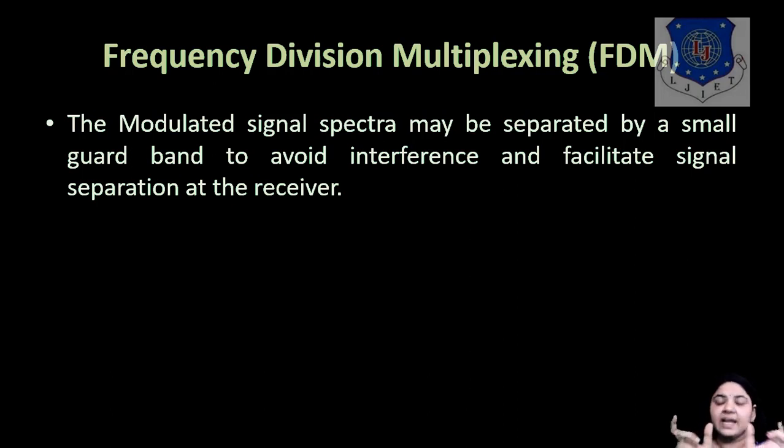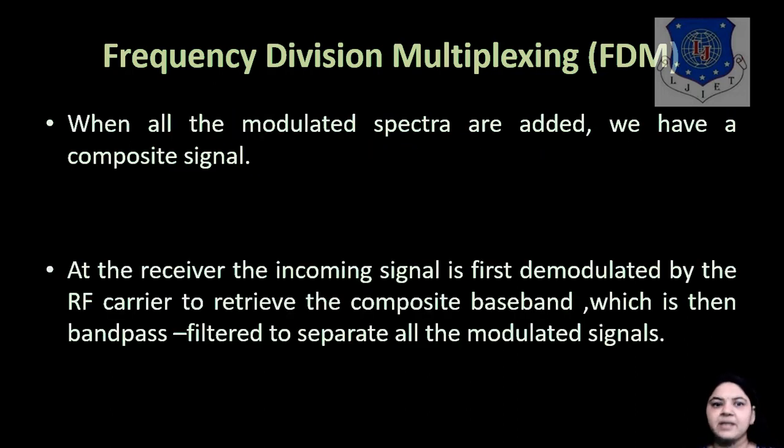That is why the guard band is provided between the two frequencies, so that no interference of one frequency onto the other will occur. So this way, in frequency division multiplexing, the use of the subcarrier is there, and another one is the guard band, which is also provided. Now, when all the modulated spectra are added, we have a composite signal, meaning the mixture of all the signals, which is known as the composite signal.